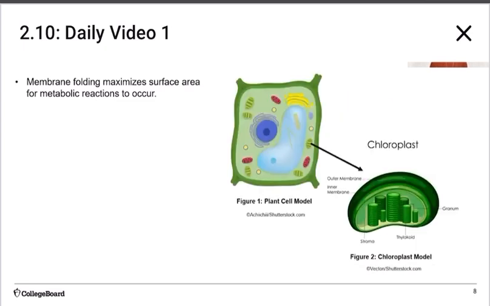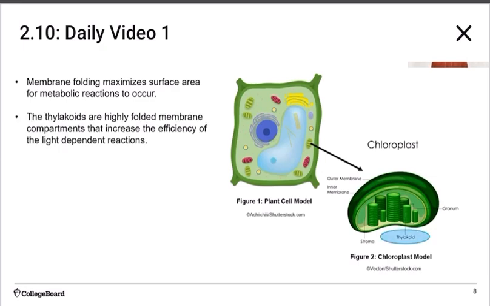We see the same membrane folding occurring in the chloroplast that is found in plant cells and other photosynthetic algae. And so the thylakoids that you see here in Figure 2 in the chloroplast model are highly folded membrane compartments that increase the efficiency of the light-dependent reactions. So you have these photosynthetic pigments, these chlorophyll pigments, in the membranes of the thylakoid capturing light energy for those light-dependent reactions to occur most efficiently. So again, if there was any loss in the membrane structure there and that increased folding, it would just reduce the amount of light energy captured by the plant cells.